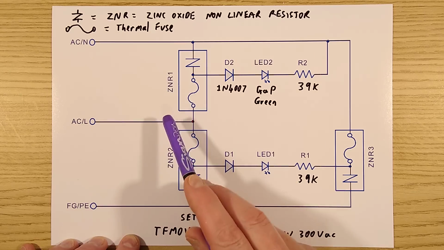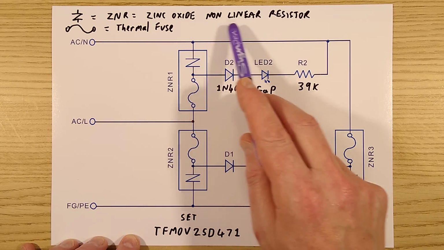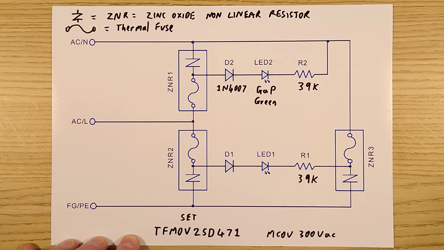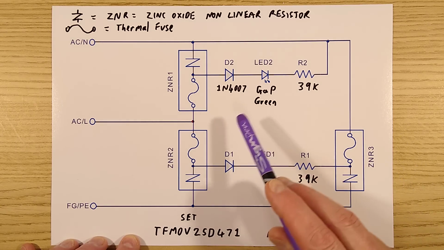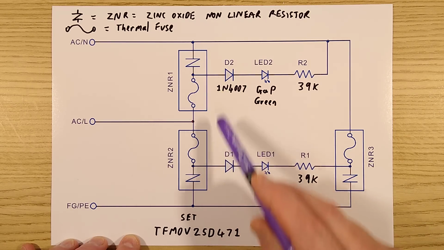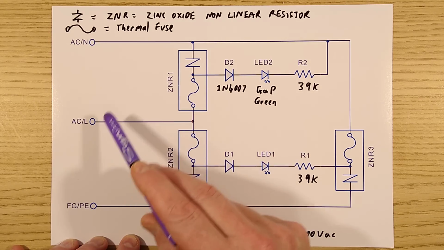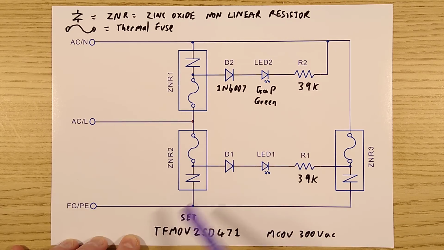The ZNR is a kind of old-fashioned name. I think it's Panasonic made that. Zinc oxide non-linear resistor, otherwise known as MOVs, metal oxide resistors, or VDRs, voltage-dependent resistors. So each of those packages there has the thermal fuse and the metal oxide resistor, and there's one basically bridging from neutral to live, neutral to earth, and live to earth. So all avenues are covered, so to speak, for the transients.